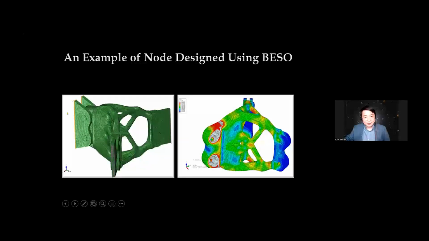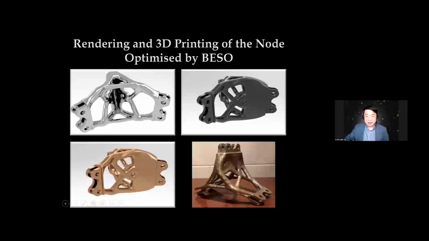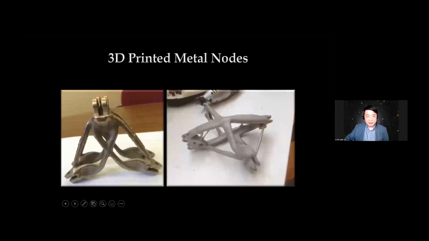So this member is fixed. We have 2 shear forces, and this is a lightweight connection we obtained. Not only is it structurally efficient, it's also a very beautiful design. These days, with 3D printing technology, we will be able to print metal connections like this. This is stainless steel printing, and we have actually used metal printing to print quite a few components designed using our BESO technique.